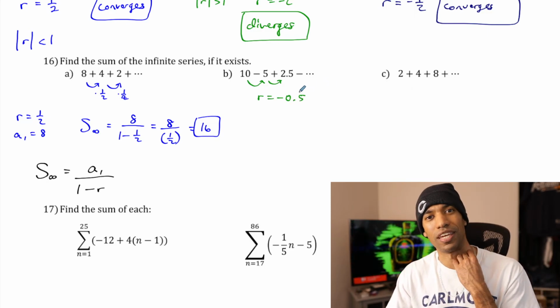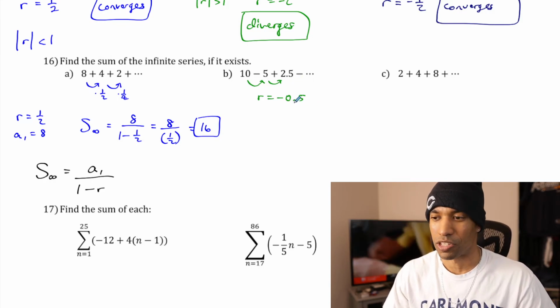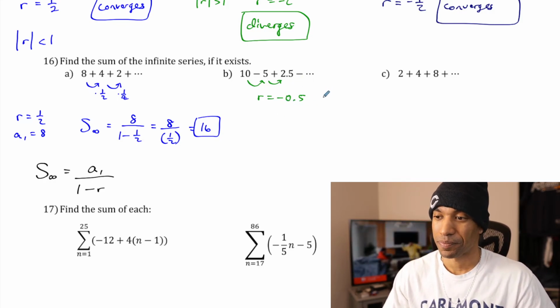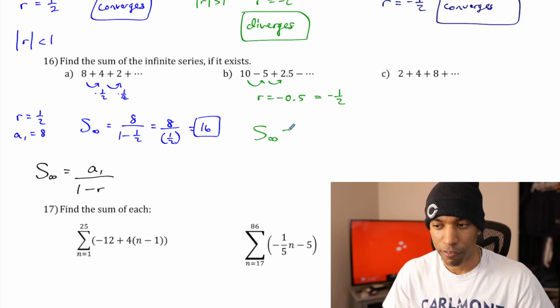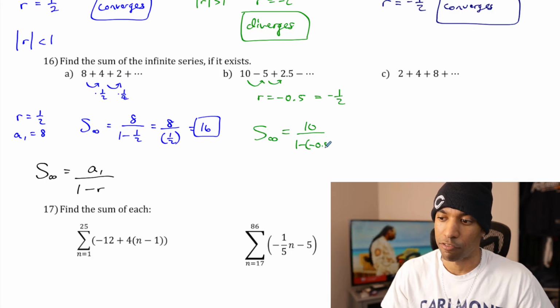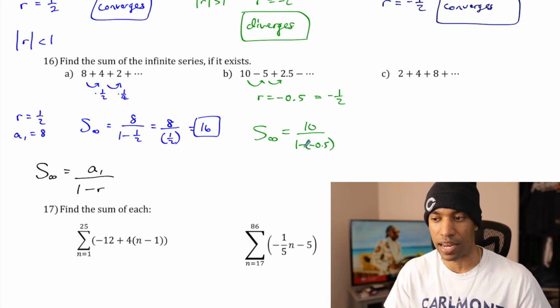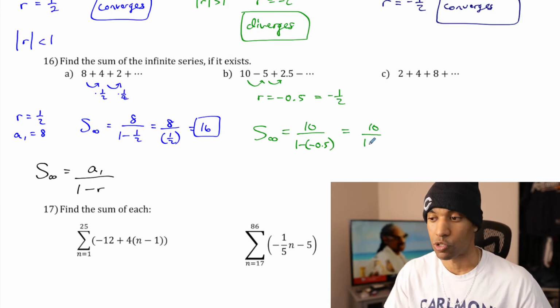Will that change anything if it's a -0.5? I almost don't want to do this now because it would make someone use a calculator. Just so you know, that is also -1/2 in case you're tempted to use that, because I kind of am. So it does converge, so we're going to use the formula again where we start from the first term of 10 and we do 1 minus -0.5 right there. Subtracting a negative becomes addition. So that's 10 over 1 plus 0.5, that's 1.5.